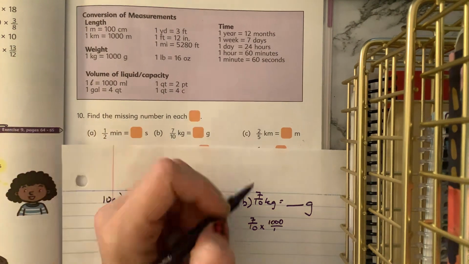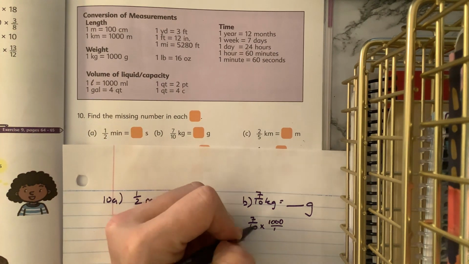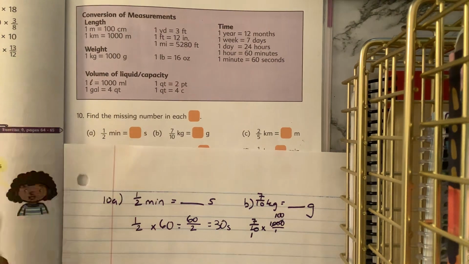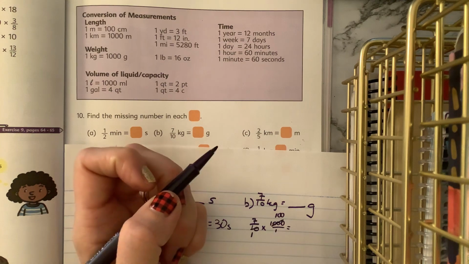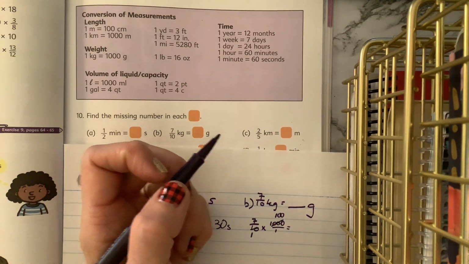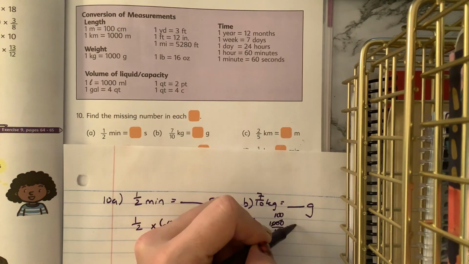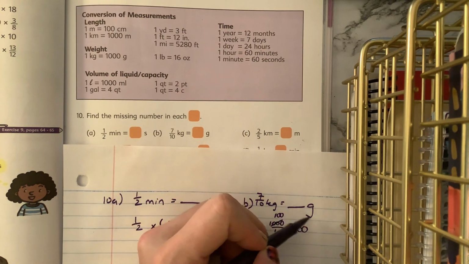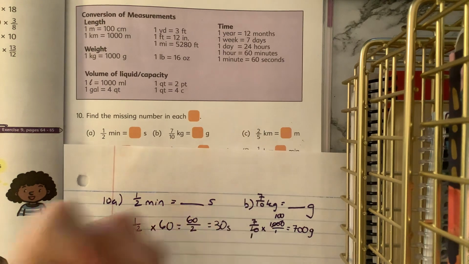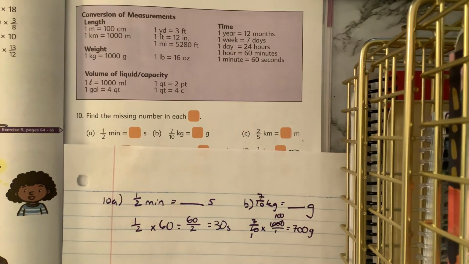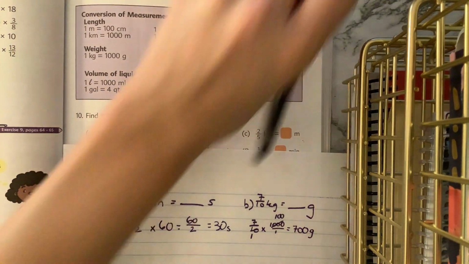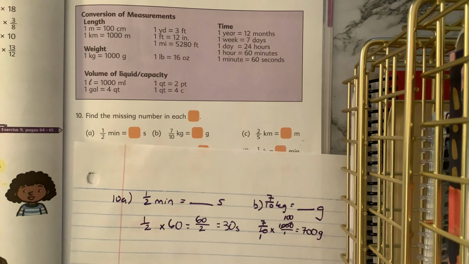Okay, so now we check. Actually, in this case, we can simplify in advance. These are both divisible by 10. So 10 divided by 10 is 1. 1,000 divided by 10 is 100. Now we multiply across. Numerator times numerator, denominator times denominator, we get 700. 700 what? 700 grams. And it's worth noting that all of these problems for today are going to be with units, so make sure that you're including units in your answers.